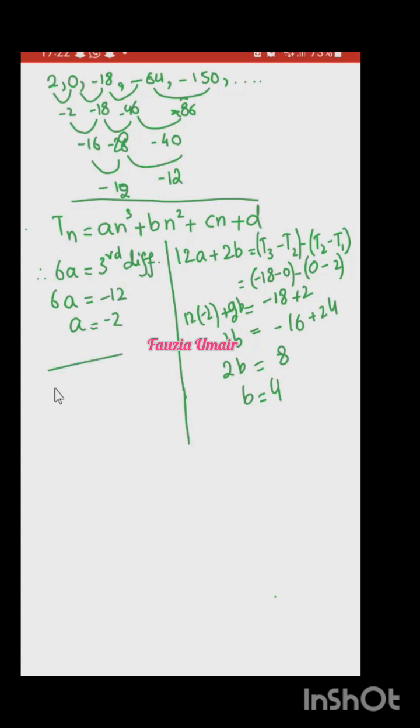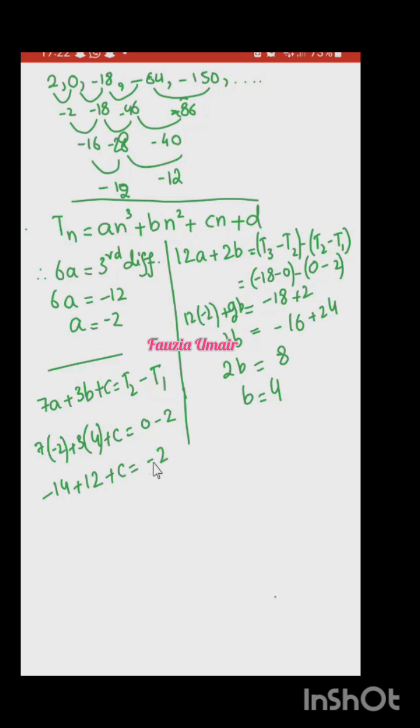So now we can calculate c. For c, we have the formula 7a plus 3b plus c equals t2 minus t1. So this is 7 into minus 2 plus 3 into 4 plus c equals t2 minus t1, which we have already solved: it's 0 minus minus 2, which is 2. So this is minus 14 plus 12 plus c equals 2. So c is simply 0: minus 2 plus 2. So c is 0.